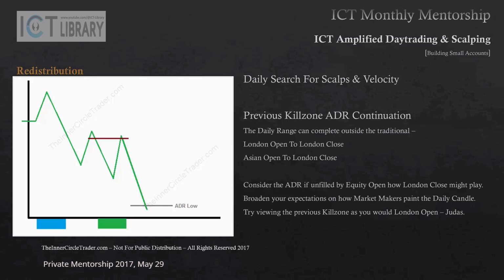So there's only one caveat to all these 4 windows. London close, using it as a timing for continuation, that one's always going to be based on the higher time frame PD array matrix. If that level has not been achieved by London close, then you can anticipate this type of formation to occur.